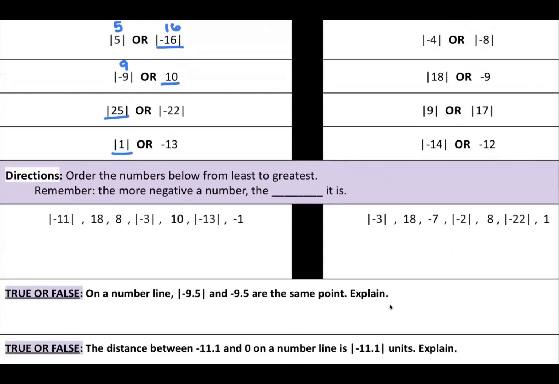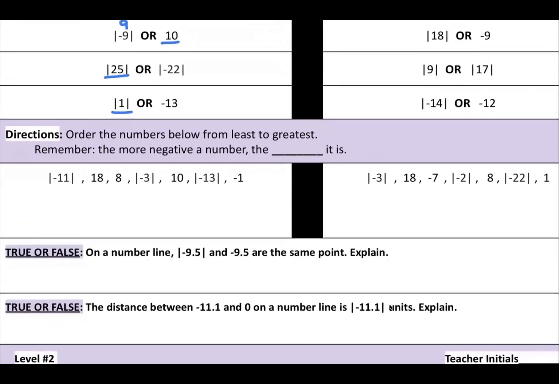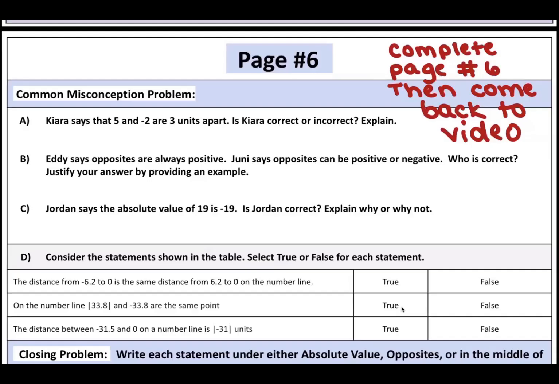Okay, so this next section, order the numbers below from least to greatest. Remember, the more negative a number, the less it is. You're going to complete the rest of this page on your own, then check in with your teacher if they want you to. Go ahead and complete page 6, then come back to the video.